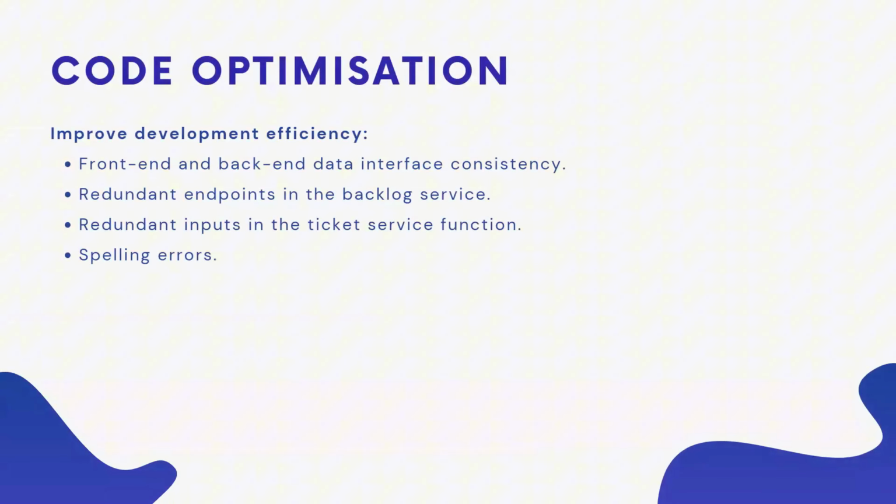And finally, we will discuss some of the code optimization work we have completed, which mainly focuses on improving development efficiency and testability. So for the development efficiency, we have fixed the front end and back end data interface consistency. And also we removed some of the redundant endpoints in the backlog services. And also we fixed the redundant input in the ticket service function, along with the spelling errors.